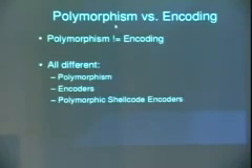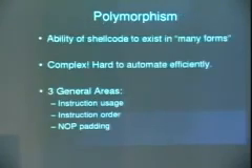So one thing I see is that a lot of people consider polymorphism to be encoding. Not the same thing at all. All 3 of these things are different. We're going to go into each one of these separately. But I just want to point out that these are definitely not the same thing. Some things have features that are similar, but the function is completely different.